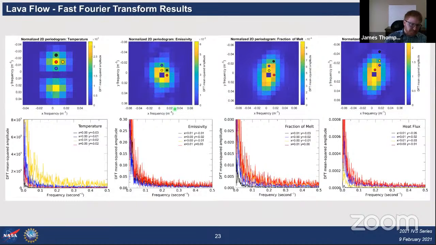acquisition period. And then I've just taken, again, a few 1D temporal distributions at these distinct points within the 2D frequency space.